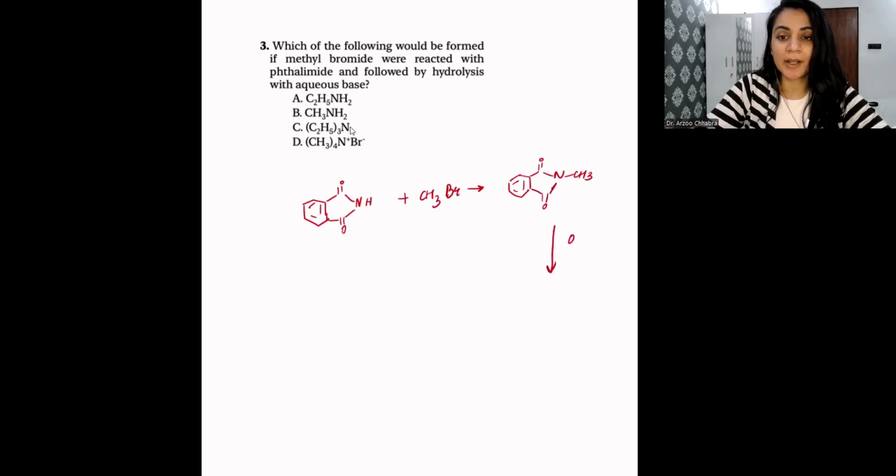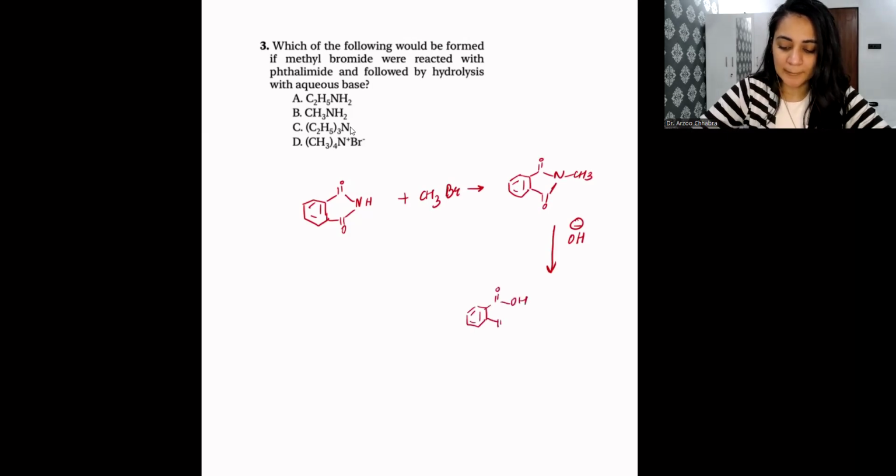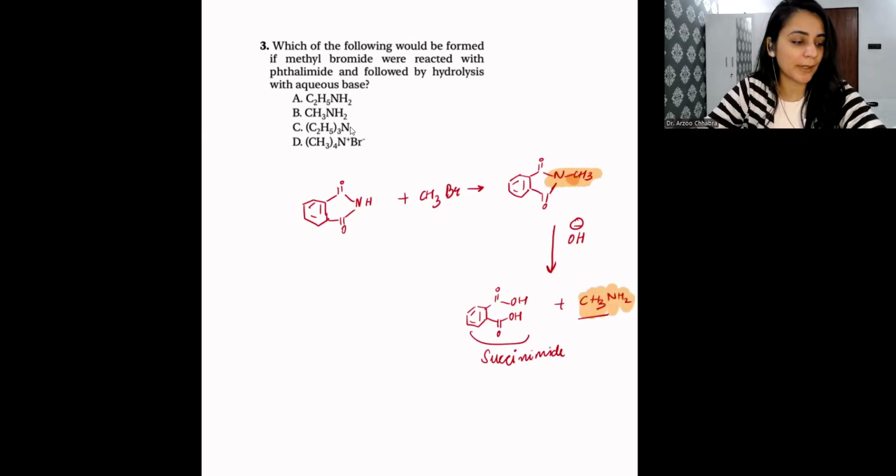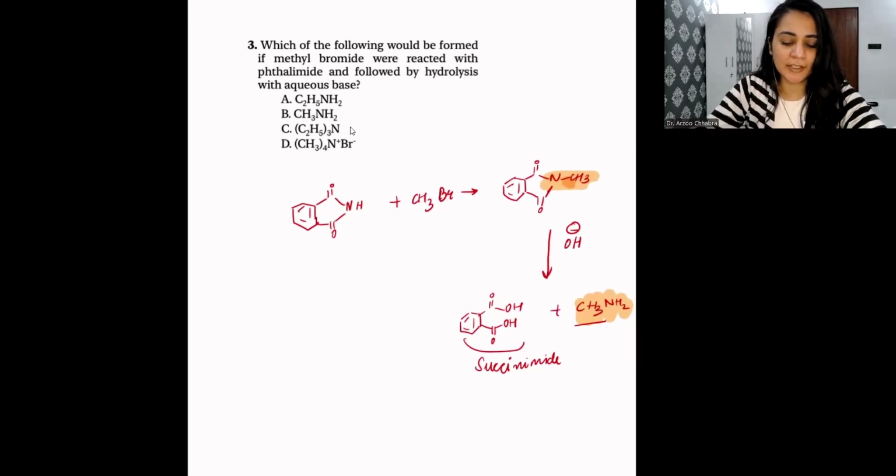And then when it undergoes hydrolysis with an aqueous base, we form a carboxylic acid, or more like a dicarboxylic acid. And I think this is succinamide. Yes, this is called succinamide. So we form succinamide plus a primary amine, NH2. This part of the molecule breaks off and it just forms CH3NH2, okay? All right, so CH3NH2, option B, is the correct answer for this problem.